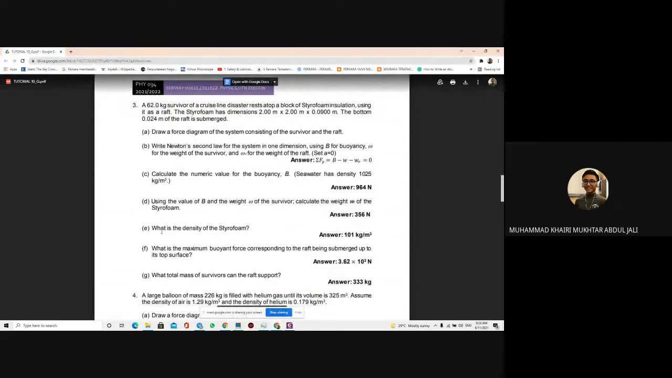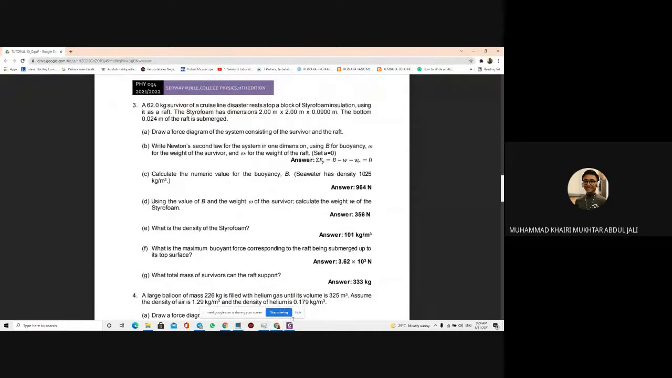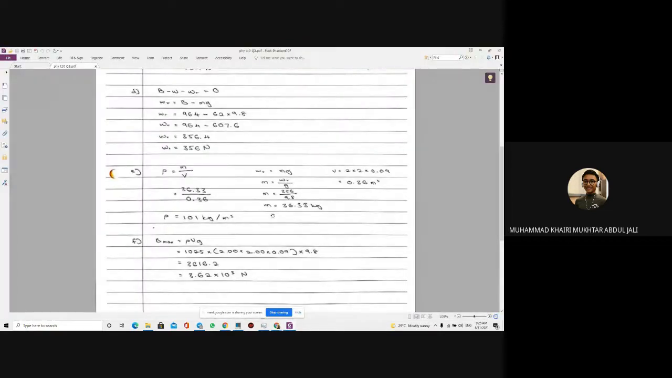E pula, dia minta the density of the styrofoam. Then kita tahu density adalah mass over volume. So saya cari the total volume of the styrofoam and then cari massnya. Then saya masukkan ke dalam equation ni, saya akan dapat the density is 101 kg per meter cube.